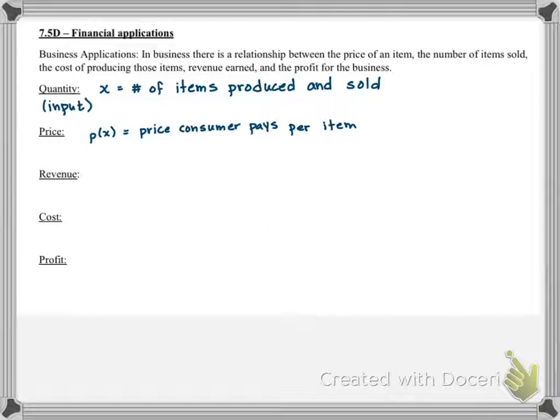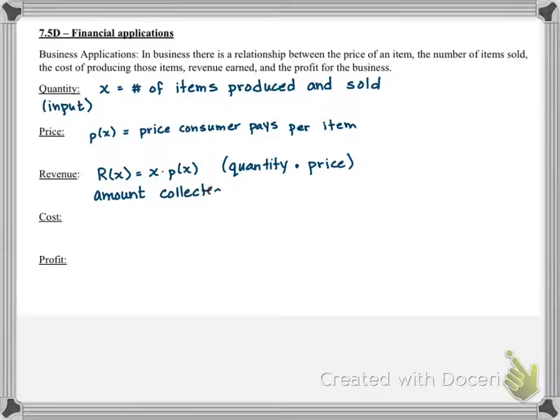And then revenue we've talked about before. Remember, revenue just equals price times quantity. So R of x is equal to x times p of x. So quantity times price. And the revenue is just the amount collected from sales.